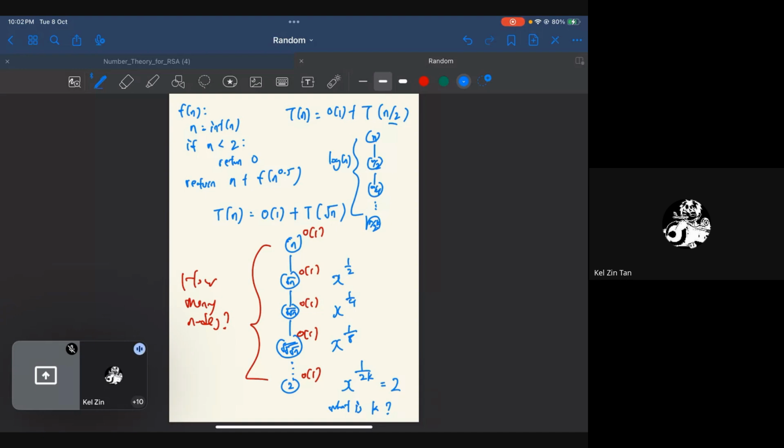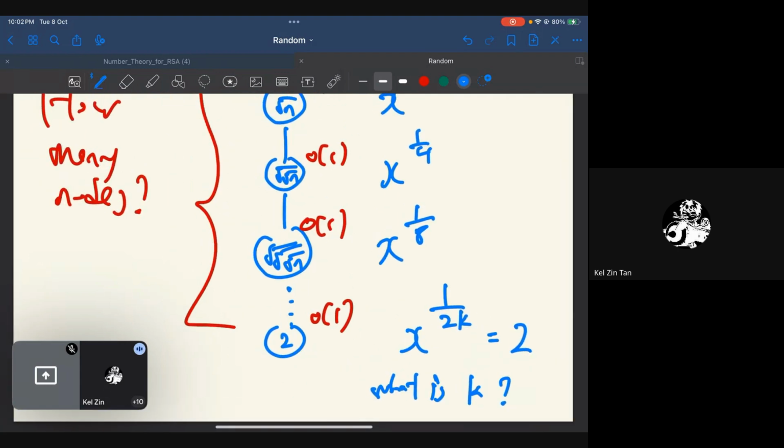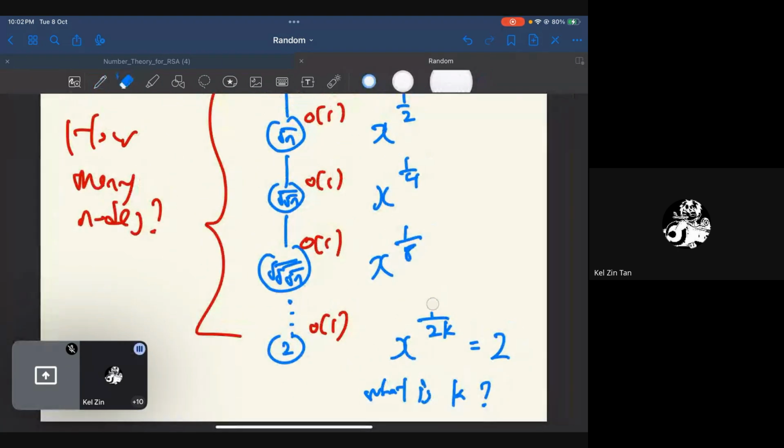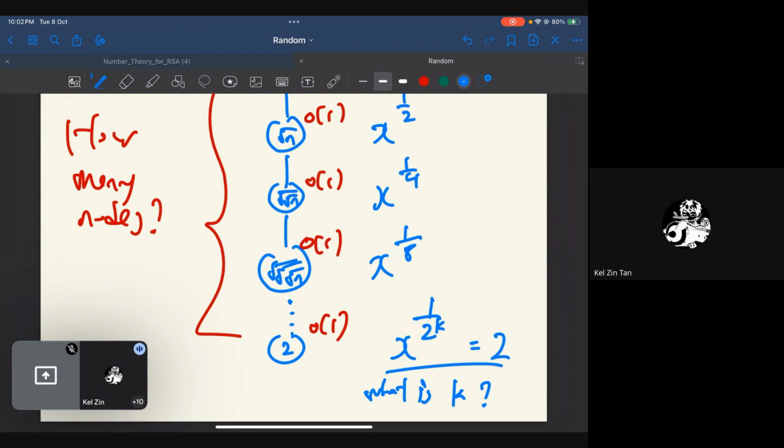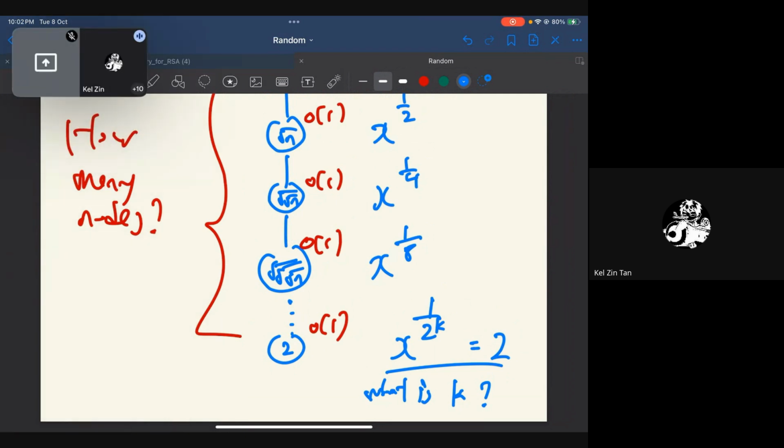Actually, no, this is not 2k. I think, yeah, this is 2 to the power of k. This is 2 to the power of k. This is not 2k. Sorry for the mistake. So to solve this, you can just take log on both sides. If you take log on both sides, then this will become log of this thing, then log of 2. Then you put this down, this will become 2k, log of x, log of 2.